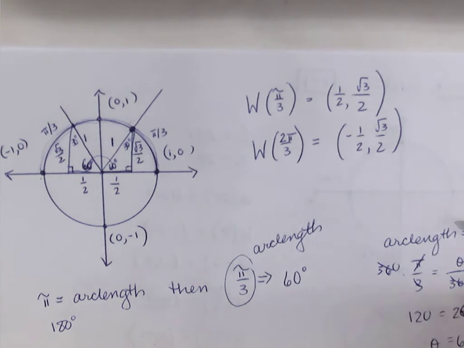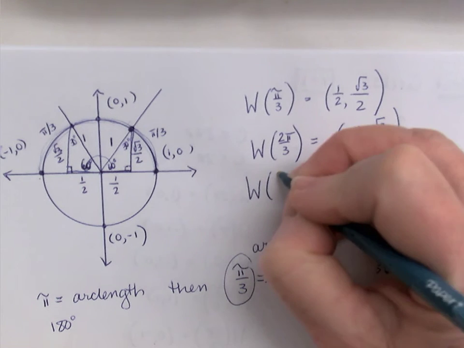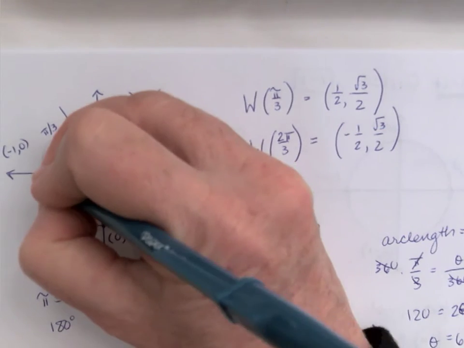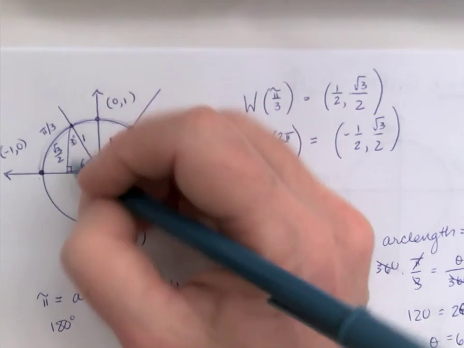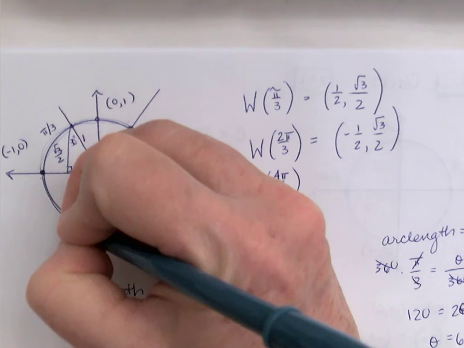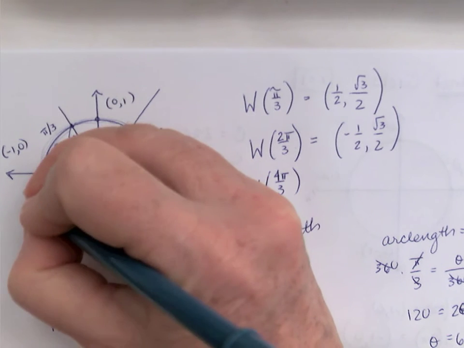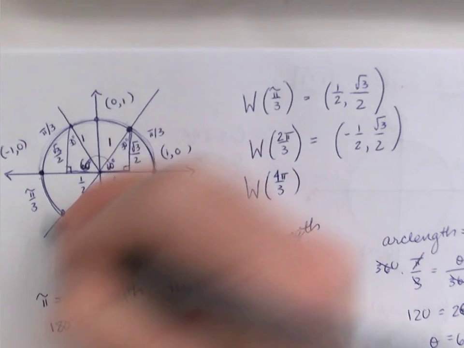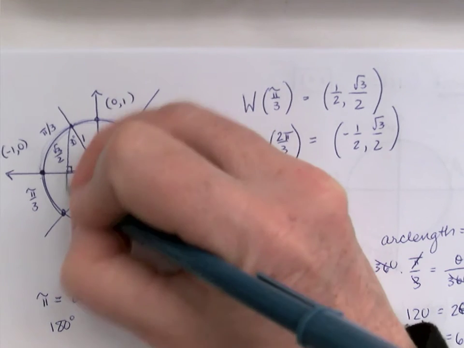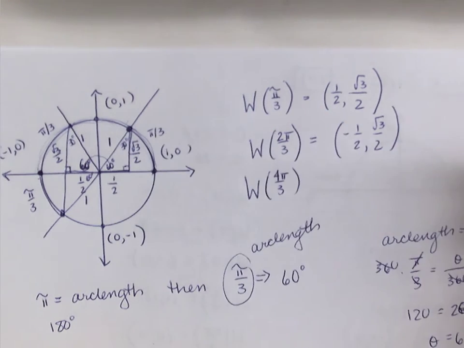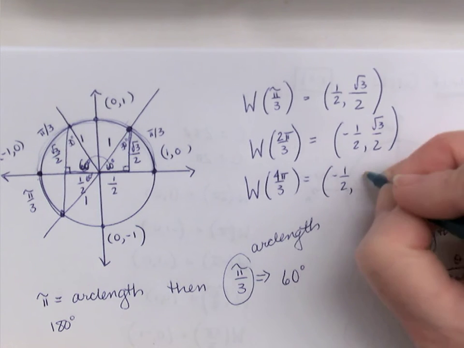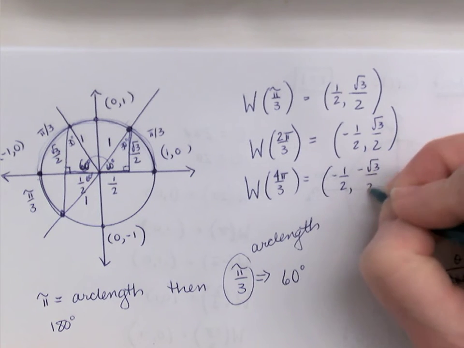If I was going to wrap 4 pi over 3, I'm skipping 3 pi over 3 because I know that's going to reduce to pi. 4 pi over 3, I'm considering the fact that I'm mapping off an arc length that is pi over 3 past this point. So that, again, this is a 60-degree angle. The hypotenuse is still 1. So wrapping 4 pi over 3 puts me at the ordered pair -1/2, negative root 3 over 2.